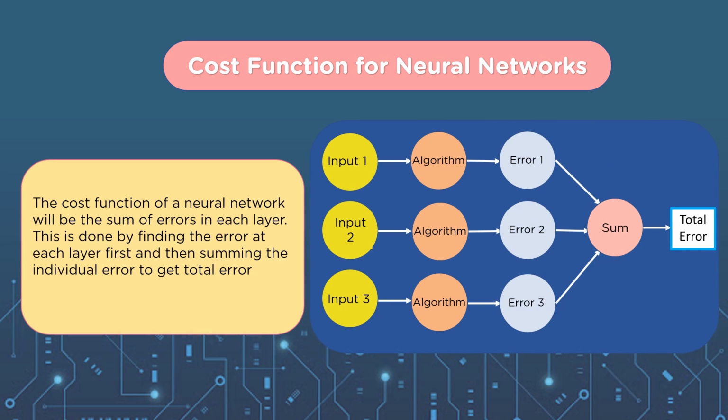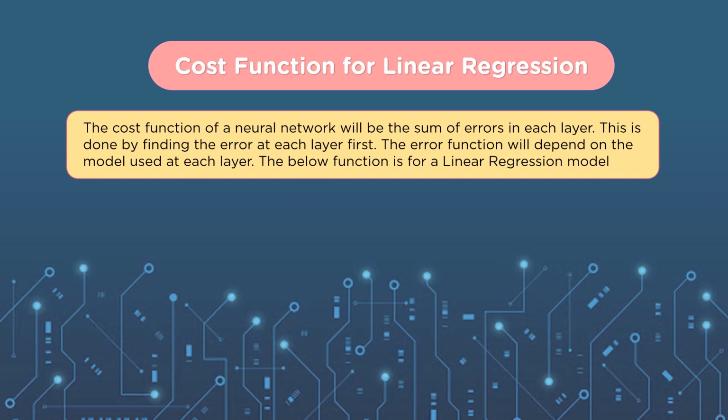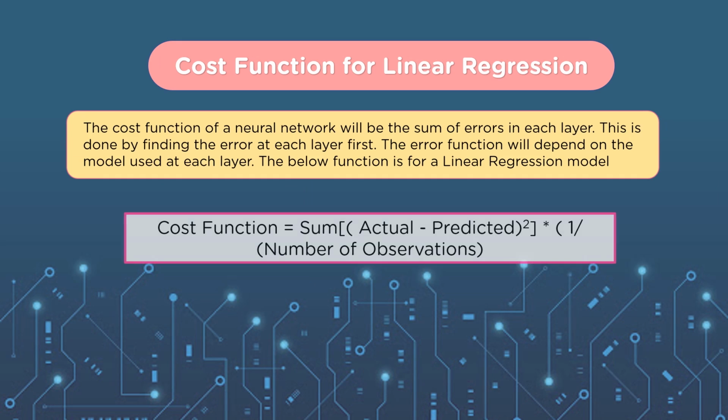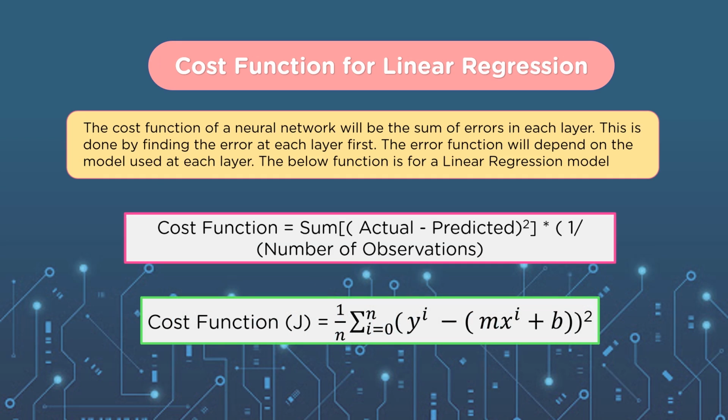The cost function of a neural network will be the sum of the errors in each layer. This is done by finding the error at each layer first and then summing the individual errors up to get a total error. The error function will depend on the model used at each layer. And that's important to note. If you're working with a neural network, it's based on the model used on each layer. So there's a whole other level in here that we're not going to address on neural networks. Maybe I'll mention a little bit when we look at the code down here in just a minute.